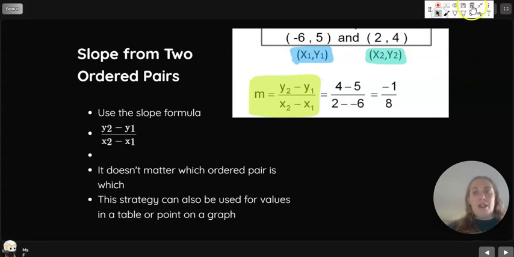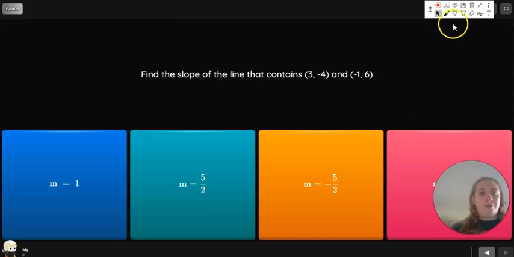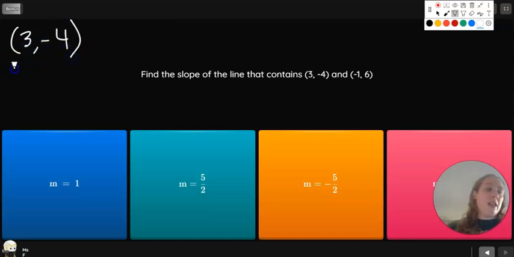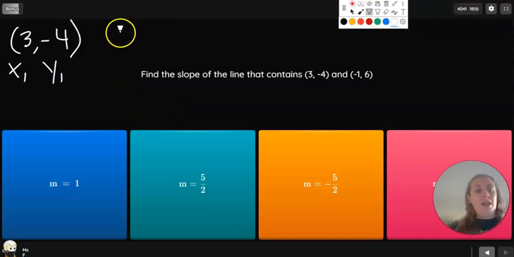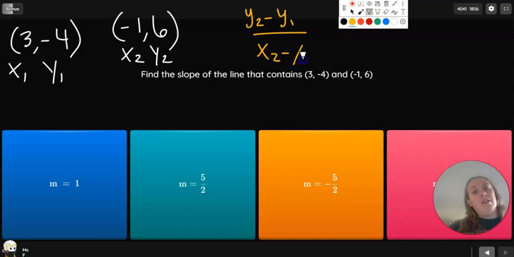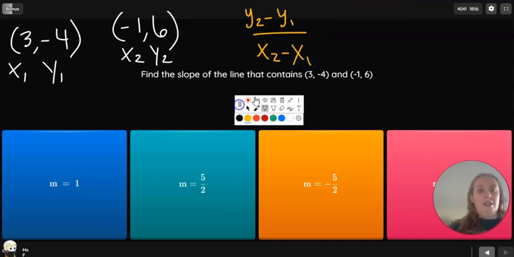Okay, let's take a look at an example. So our first point here is 3, -4. So I'm just going to label that as x1, y1. And our second point is -1, 6. And that's our x2, y2. Now we're taking these points and plugging them in to our slope formula, which is subtracting the y's divided by subtracting the x's.